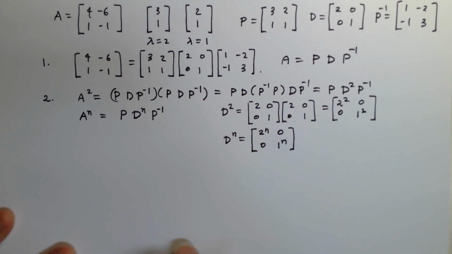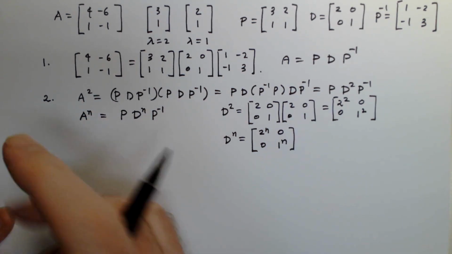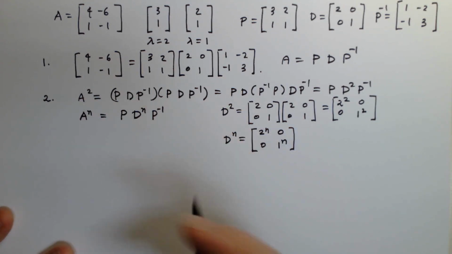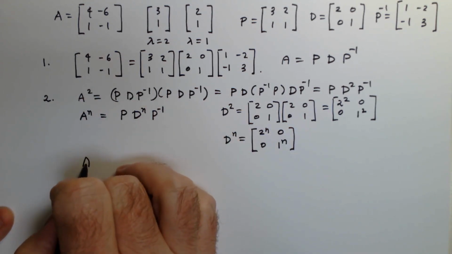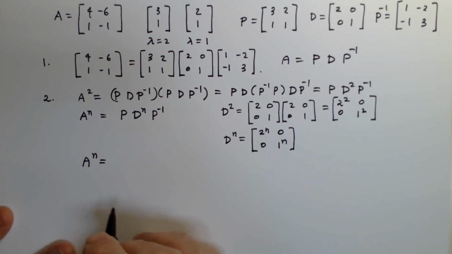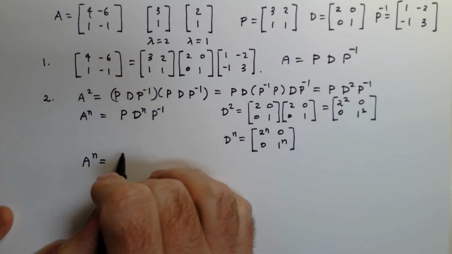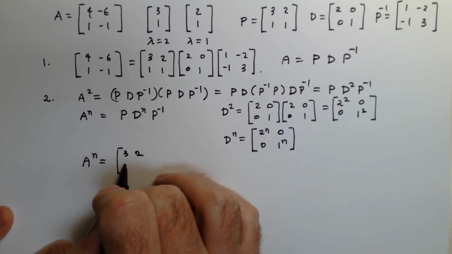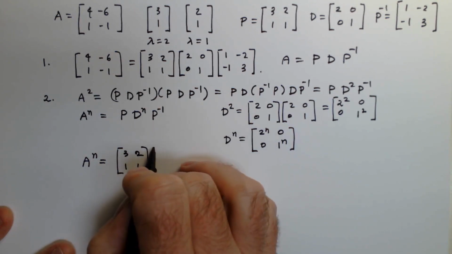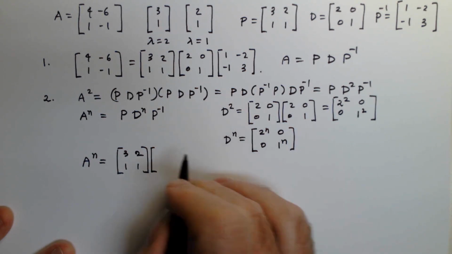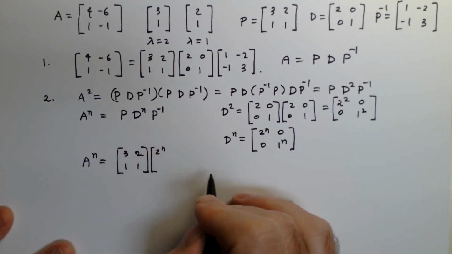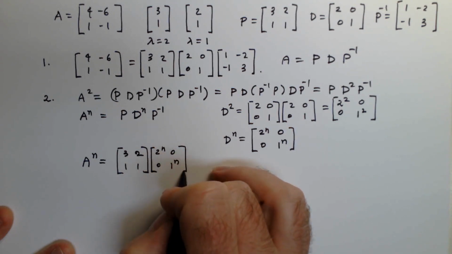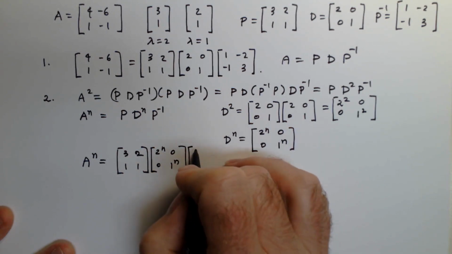Okay? So what this tells me is that if I want to write a power of A to the n, we're simply going to have the matrix P, the matrix D to the n, and the matrix P inverse.